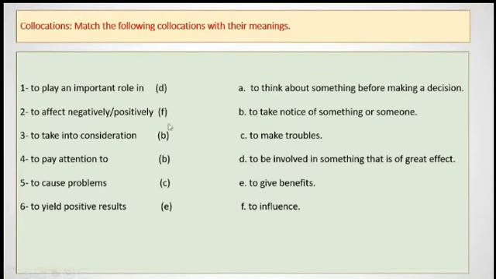So to play an important role in, it means D, to be involved in something that is of a great effect. I mean, it's very similar to the Arabic version. All right? So this is another way of saying that something is important, right? Okay, number two, to affect negatively or positively, it means simply to influence. Number three, to take into consideration is B, to take notice of something or someone. It means to take into consideration in Arabic. All right.